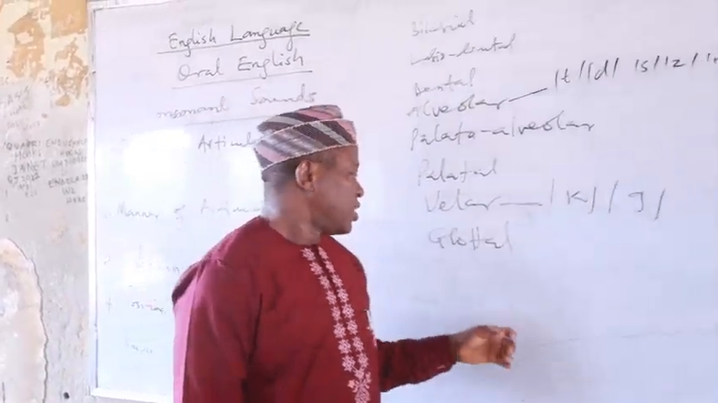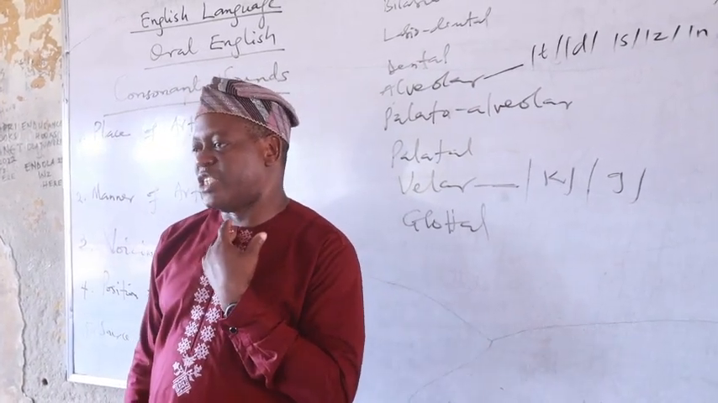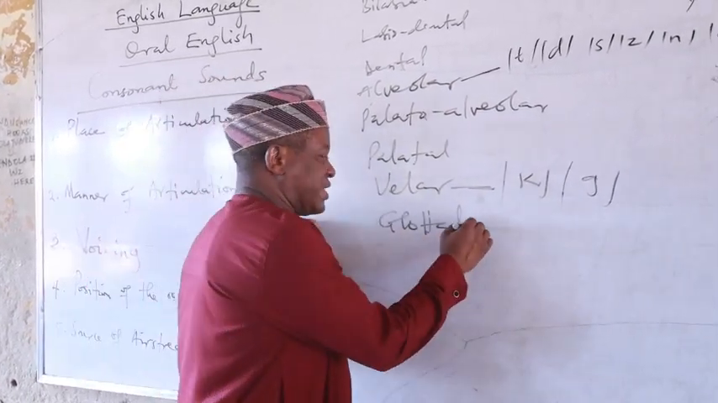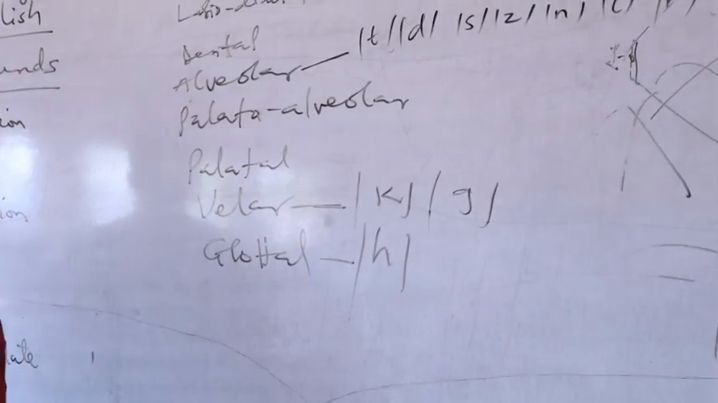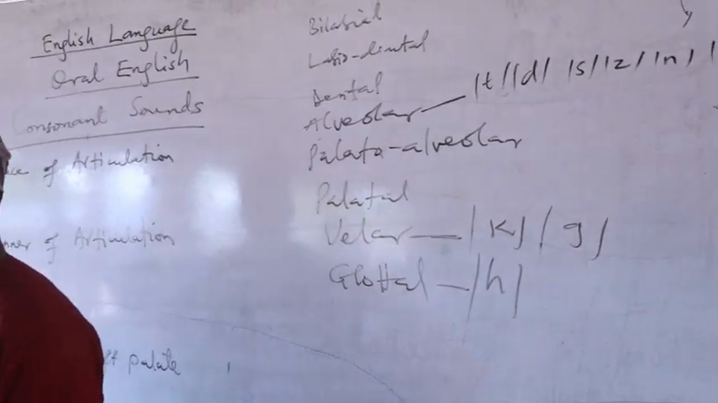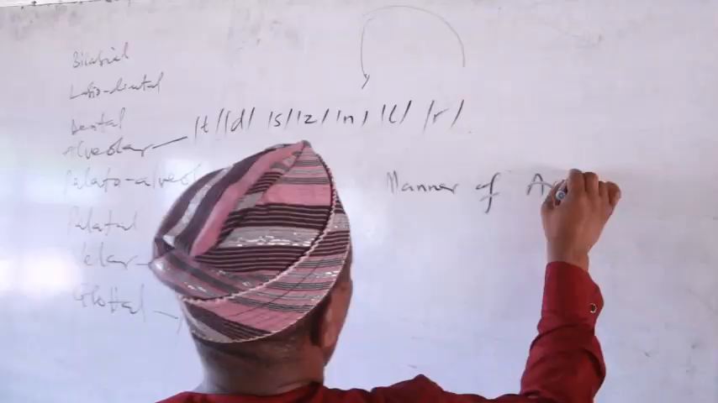Then glottal, the one you produce in the glottis here. It is only one sound, H, as in horse, house, behavior, hundred, etc.